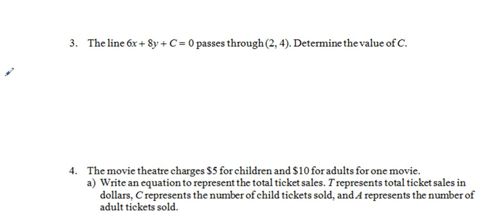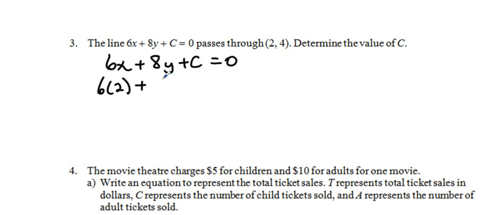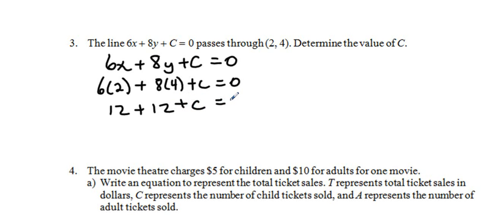So it says the line 6x plus 8y plus c equals 0 passes through the point (2, 4). Determine the value of c. So I know that 6x plus 8y plus c equals 0, and I know that x is 2, so 6 times 2 plus 8 times 4 plus c equals 0. So I have 12 plus 12 plus c equals 0. I have 24 plus c equals 0. I have c equals -24.